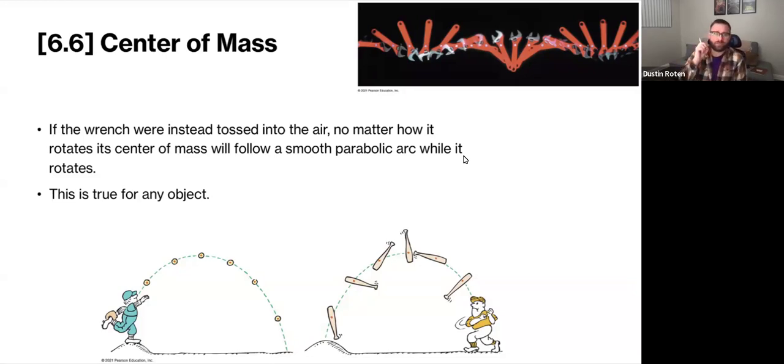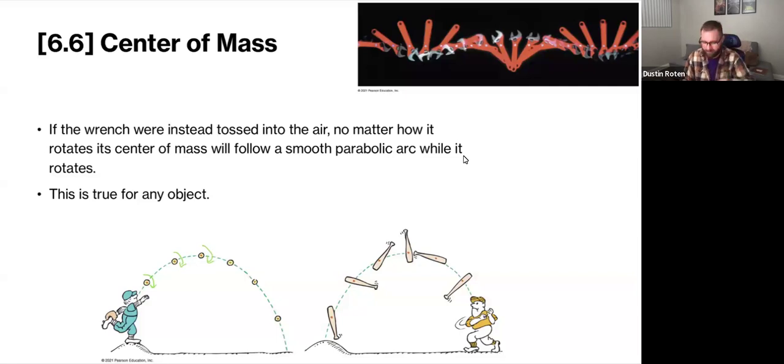So if the wrench were instead tossed in the air, no matter how it rotates, its center of mass will follow a smooth parabolic arc while the body is rotating. And this is true for any object. You can see that here in these two pictures. You can't see it because it's a nice, perfectly spherical ball, but the center of mass is here with the orange dots, and the ball is likely rotating about its center of mass.